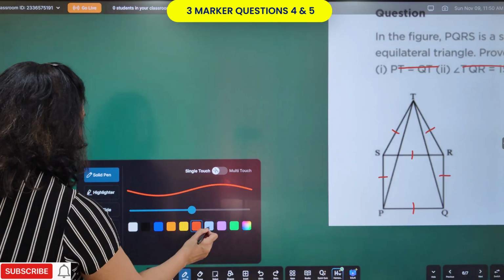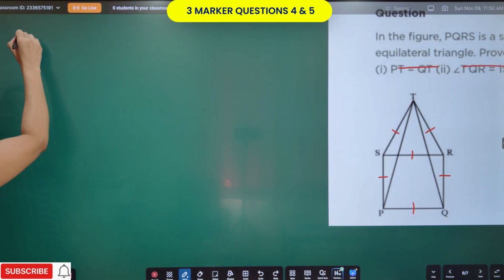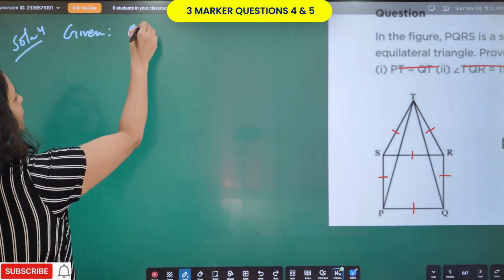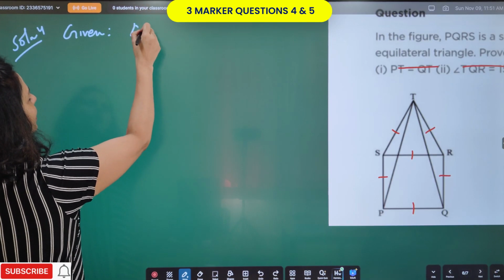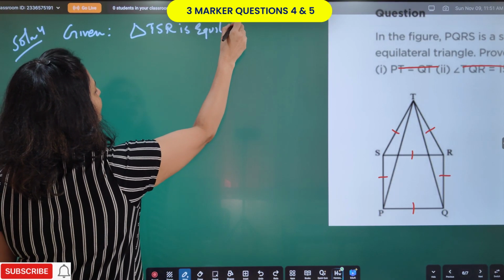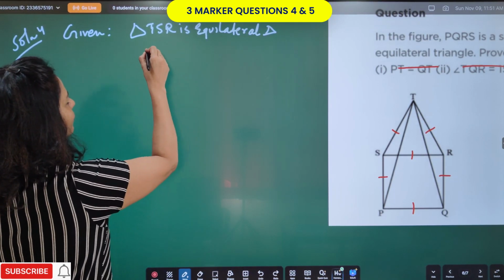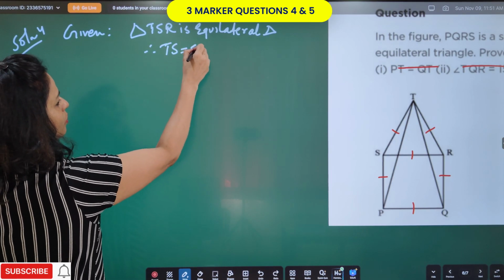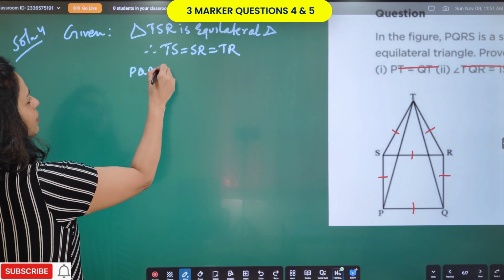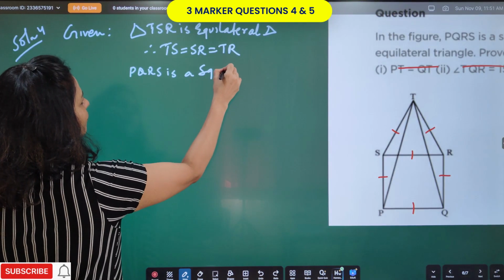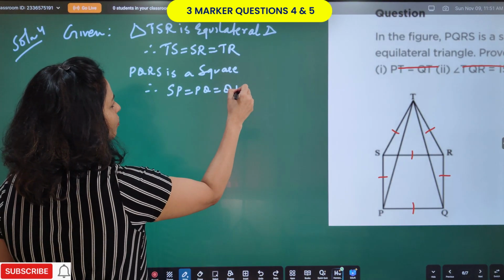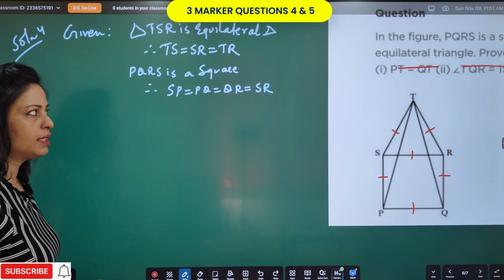Okay, so here what we will write, this is solution 4. We will write what is given. So triangle TSR is an equilateral triangle. Therefore we can say TS is equal to SR is equal to TR. Also PQRS is a square. Therefore we can say SP is equal to PQ is equal to QR is equal to SR. Okay, all the sides are equal.